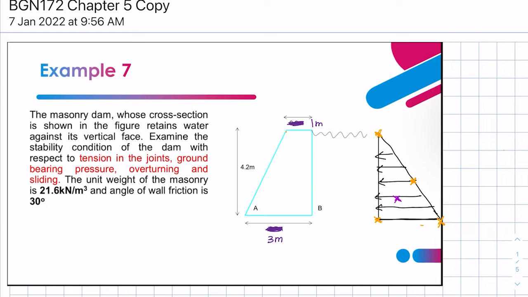Assalamualaikum and hi. Dalam kelas sebelum ni saya terlupa nak record this part, so I have to record it again on the example number 7.